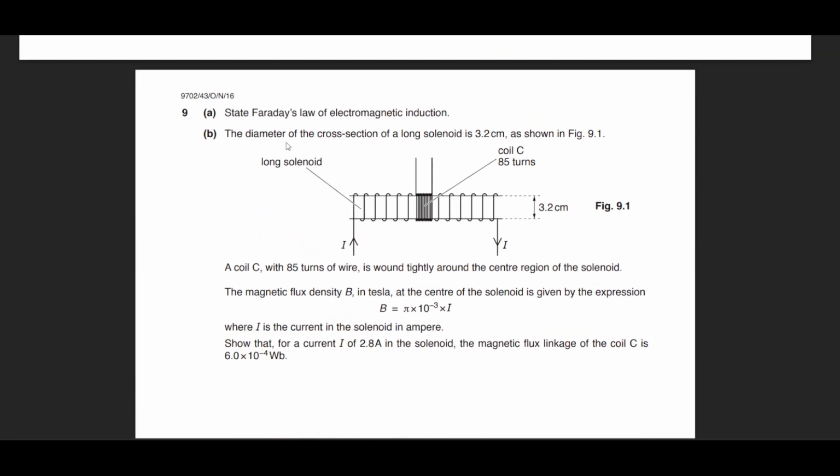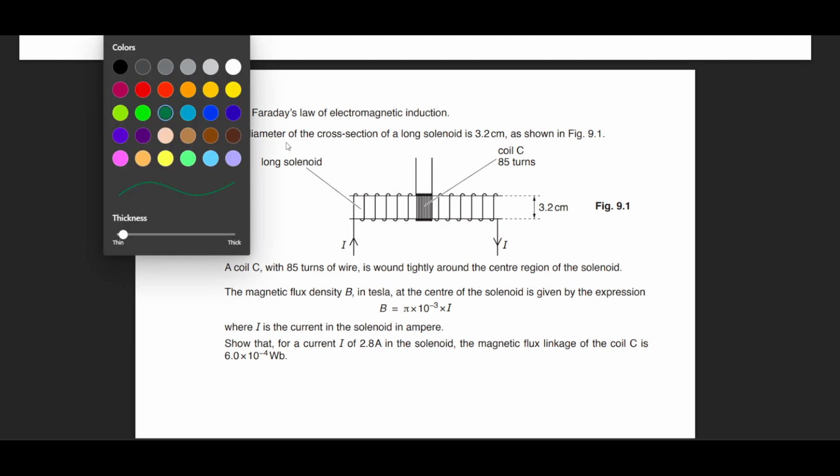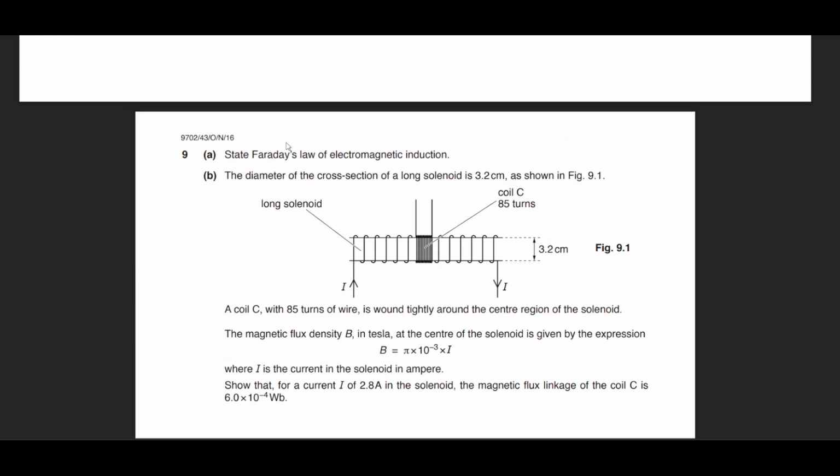In this question, he talks about Faraday's law of electromagnetic induction, and this is the basic definition of O levels, that the induced EMF is proportional to rate of change of flux or magnetic flux.